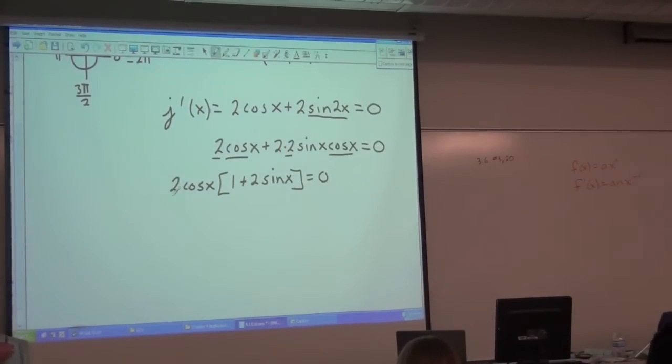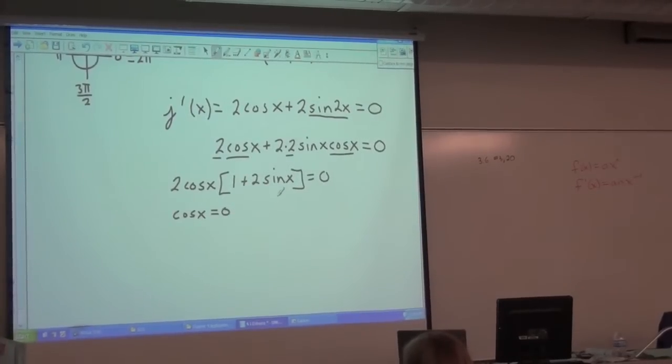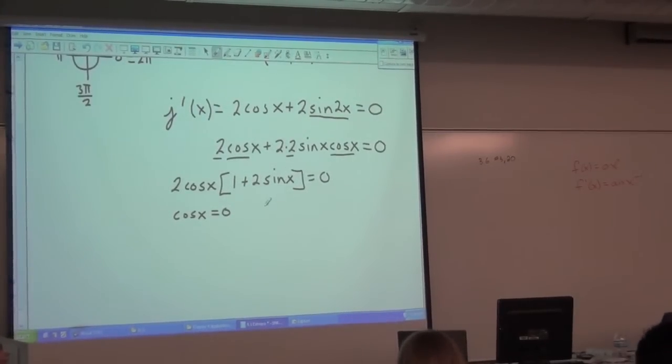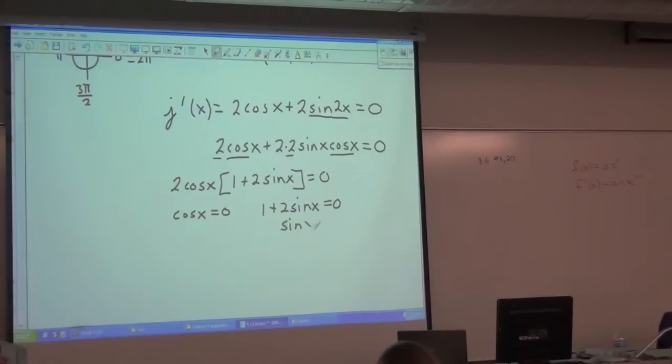All right, so for 2 cosine to equal 0, cosine would have to be 0. And then 1 plus 2 sine x, set that equal to 0. That means we want to know where sine equals negative 1/2.